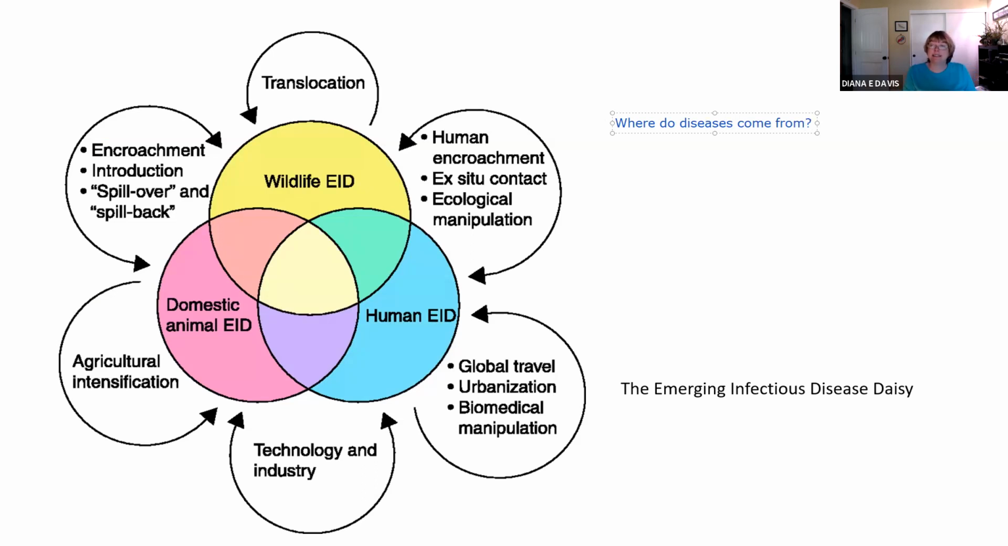COVID is a new disease. Where did it come from? HIV, we started hearing about it in the 1980s. Where did that one come from? This is a complex little image here, and it's talking about emerging infectious diseases. That's what we call new ones.